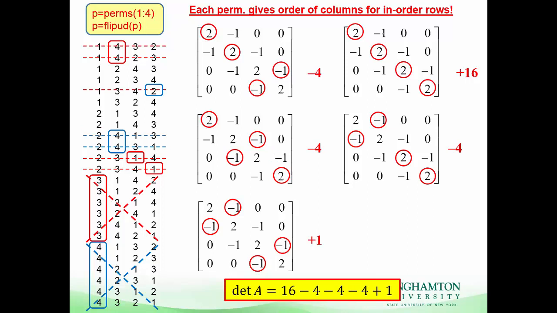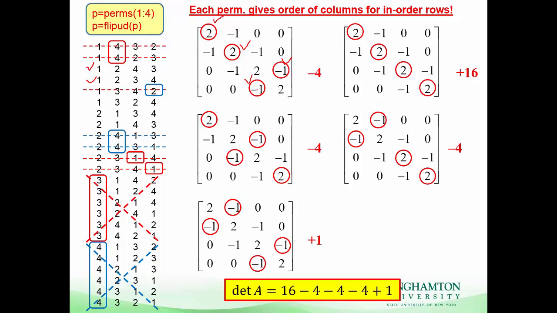Every one of those is shown over here on the right with the selected elements circled. We've already done this one. Let's do this one, 1, 2, 4, 3. Remember, rows go in order. So it's row 1, column 1. That's there. It's row 2, column 2. That's there. It's row 3, column 4. That's that one. And then it's row 4, column 3. That's that one. So if we do that product, 2 times 2 times minus 1 times minus 1 gives us a plus 1.